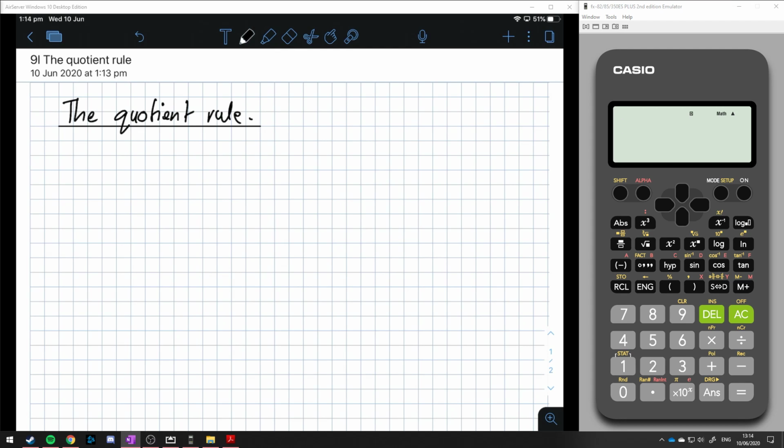Okay, so the quotient rule is the last one that we're going to be doing. This one's very, very similar to the product rule, as in the way we're going to design it is going to be similar, but there is a subtle difference between this one and the product rule.